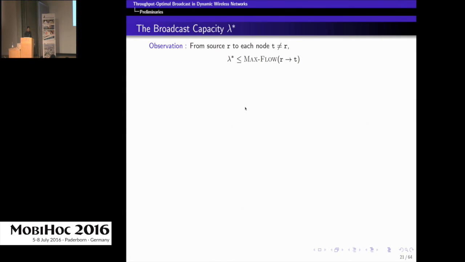Okay, so now some preliminary work. What is the broadcast capacity that we are actually targeting? We know that since it's a broadcast, I have to send the packet to everyone.